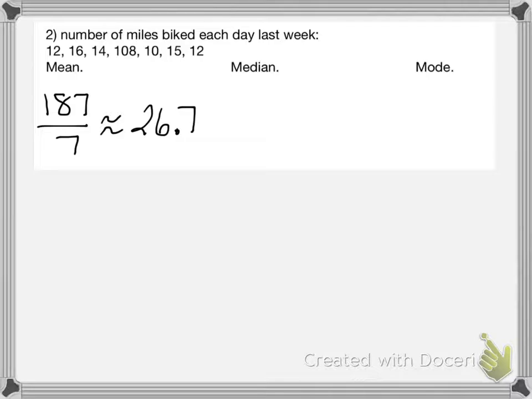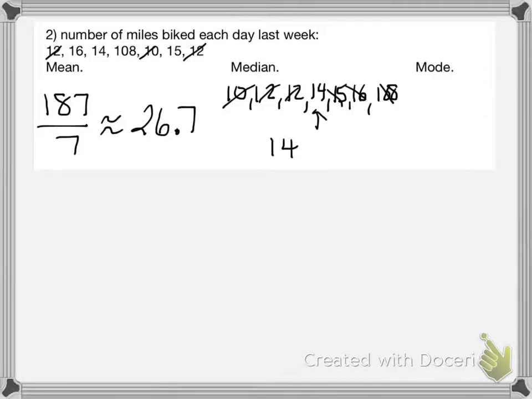Okay, now let's find the median. I'm going to order them from least to greatest. So we have 10, 12, another 12. Then we have 14, 15, 16, and finally 108. All right, I'm going to cross one from the left, one from the right. Left, right, and our median here is 14. And then our mode, let's look at the ones that occur the most often. It seems like there's only one value. It's 12 that occurs twice.